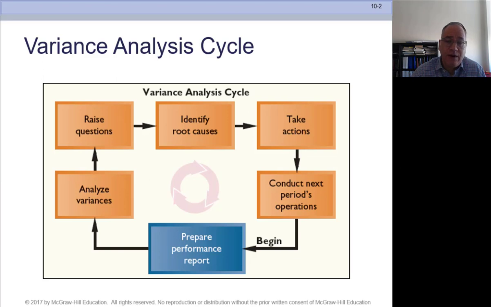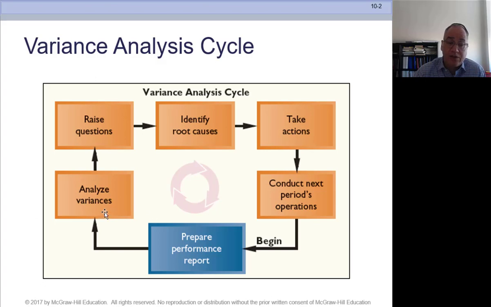So we have the idea of the variance analysis cycle. And by variance analysis, what I mean is we're going to compare the budget to actual results. And the difference between budget and actual is what we call the variance. And so we're going to start off by preparing what's called a performance report, which does these comparisons. It compares your budget to your actual performance. And the difference between those will be what we call a variance.